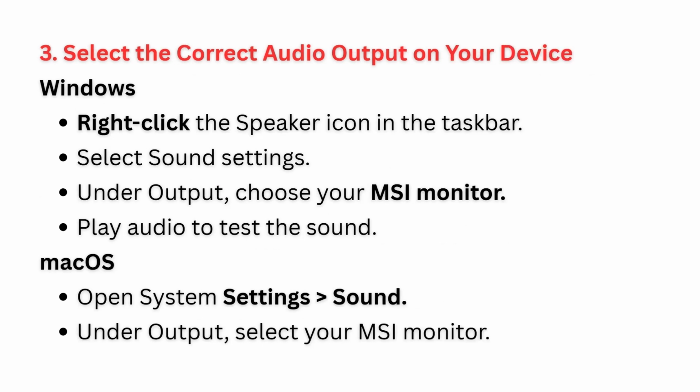Fix 3, select the correct audio output on your device. For Windows, you need to right-click the speaker icon in the taskbar. Select Sound Settings. Under Output, choose your MSI monitor. Play audio to test the sound. For macOS, open System Settings, go to Sound. Under Output, select your MSI monitor.